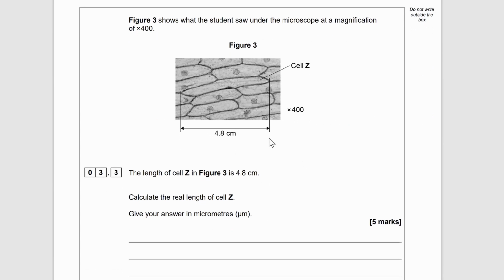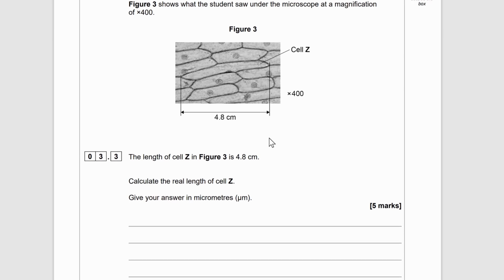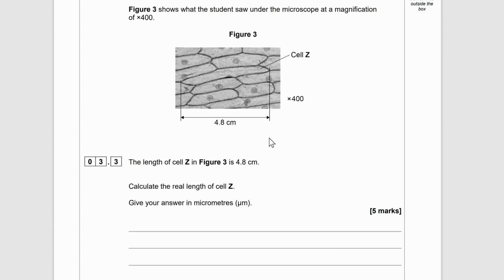Figure 3 shows what the students saw under the microscope at a magnification of times 400. So figure 3 is labeled, telling us our cells. Magnification again is given to us. It's also labeled the length of a cell. The length of cell Z in figure 3 is 4.8 centimeters. Calculate the real length of cell Z. Give your answer in micrometers.